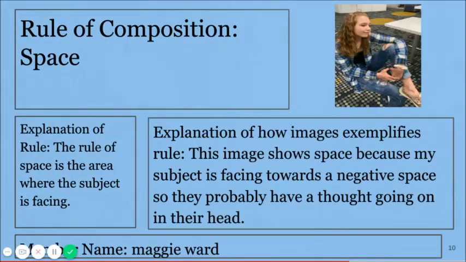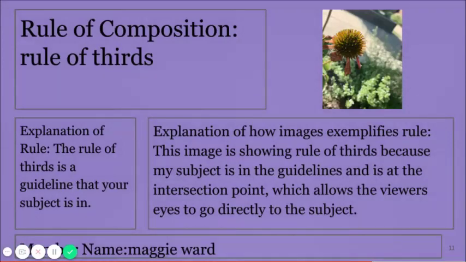The rule of space. The rule of space is the area where the subject is facing. This image shows space because my subject is facing towards a negative space, so they probably have a thought going on in their head. The rule of thirds. The rule of thirds is a guideline that your subject is in. This image is showing the rule of thirds because my subject is in the guidelines and is at the intersection point, which allows the viewer's eyes to go directly to the subject.